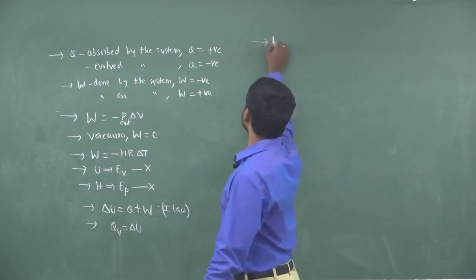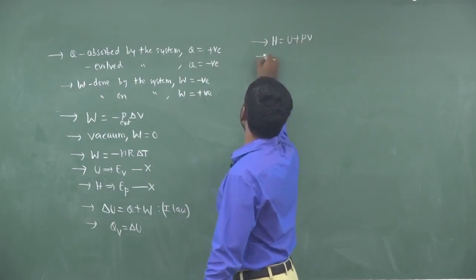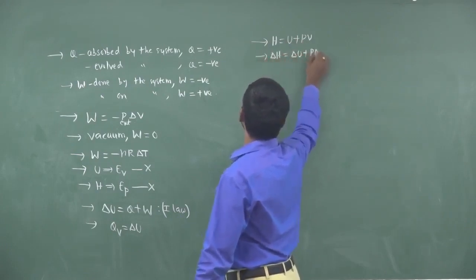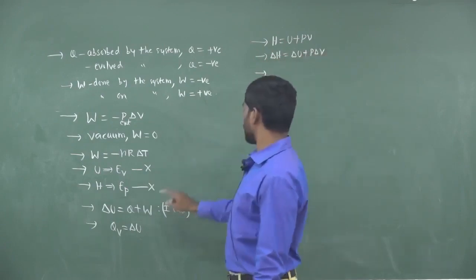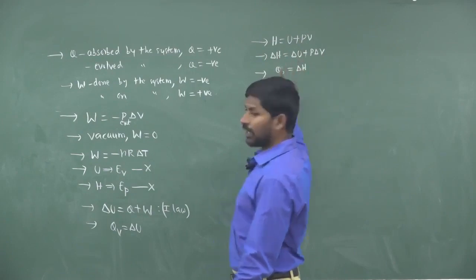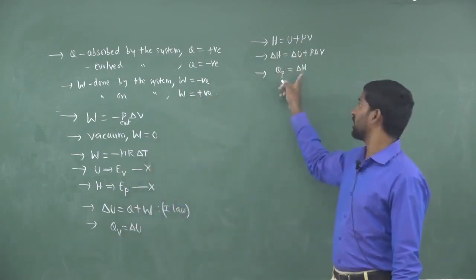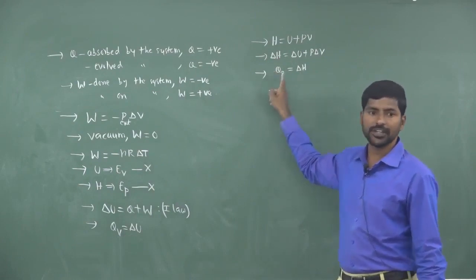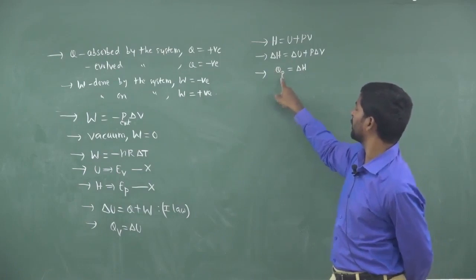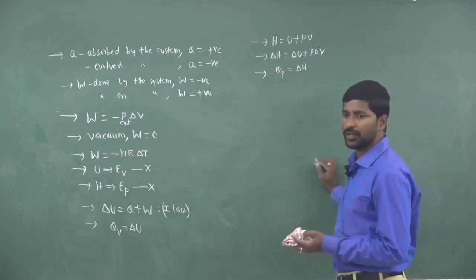Similarly, what is the mathematical expression for enthalpy? H is equal to U plus PV. At constant pressure, delta H we can write as delta U plus P delta V. From the first law of thermodynamics we get Q_P is equal to delta H. Internal energy change is the amount of heat exchange at constant volume, whereas enthalpy change is the amount of heat exchange at constant pressure. Again, same for endothermic positive, for exothermic negative.